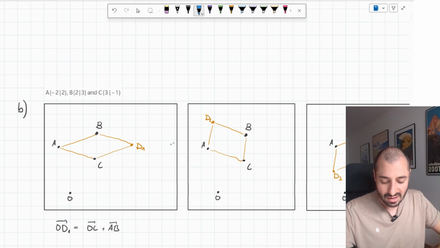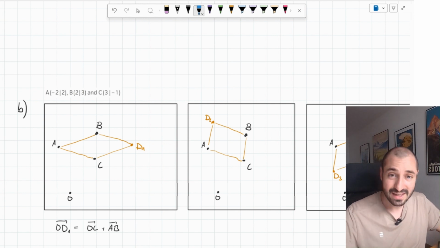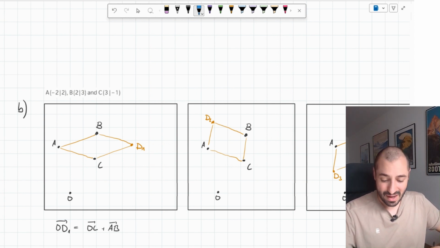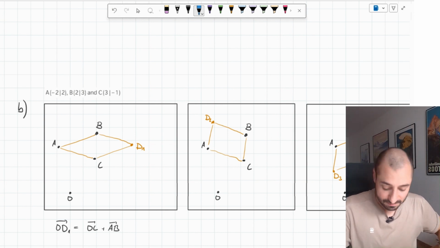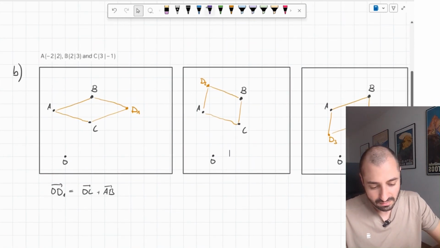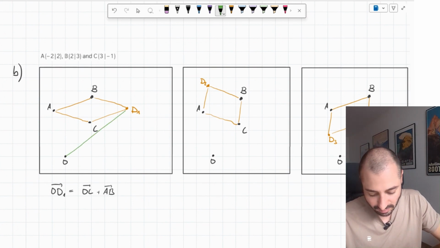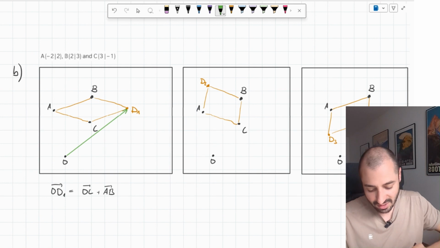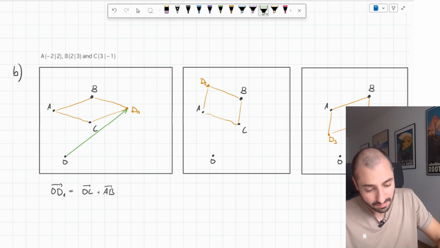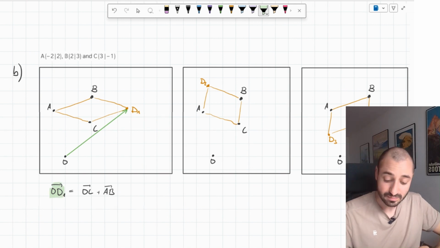So D1 over here, D2 up here, right? And then D3 down here. Now let's see how we can use our knowledge about vectors to actually figure out these points. As we can see here, we need to find a way to describe this vector here, the position vector OD1. That's this one here.